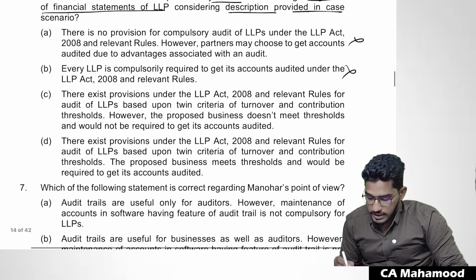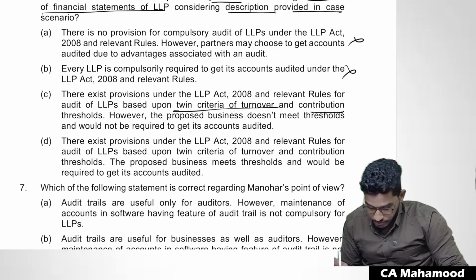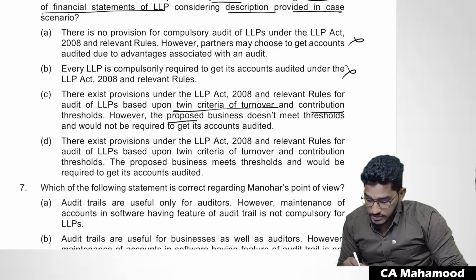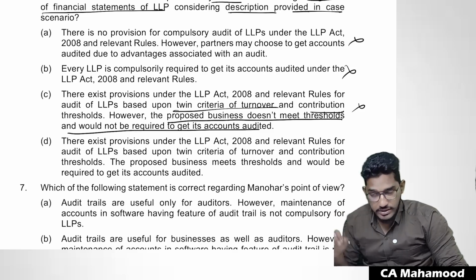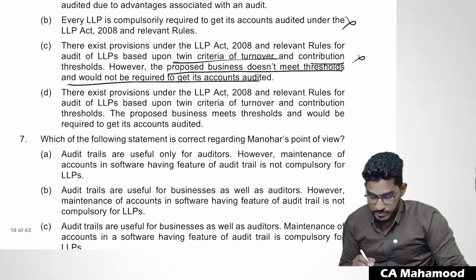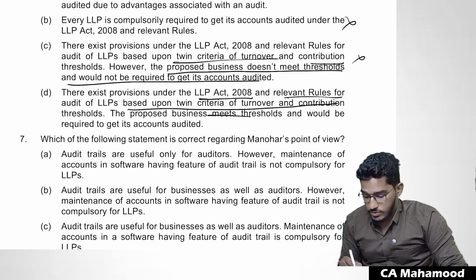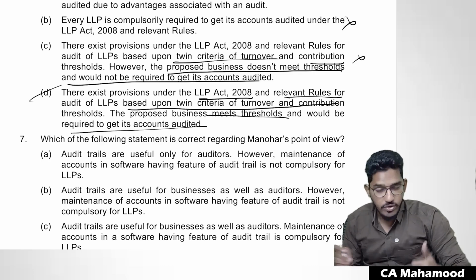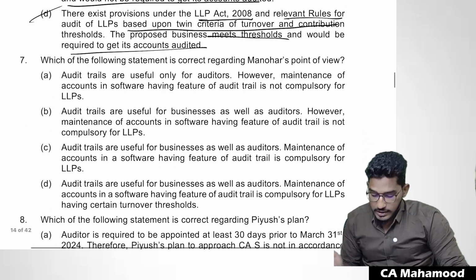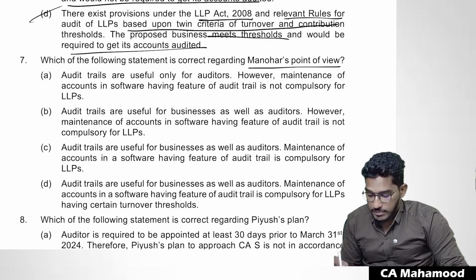There exist provisions under the LLP Act and relevant rules for audit of LLPs based on twin criteria of turnover and contribution thresholds. However, the proposed business doesn't meet the thresholds and would not be required to get its accounts audited. No, they are required to get its accounts audited because the turnover criteria has been met, and both the criteria has been met actually. There exists a provision under the LLP Act 2008 and relevant rules for audit of LLPs based on twin criteria of turnover and contribution. The proposed business meets the thresholds and would be required to get its accounts audited. This is correct.